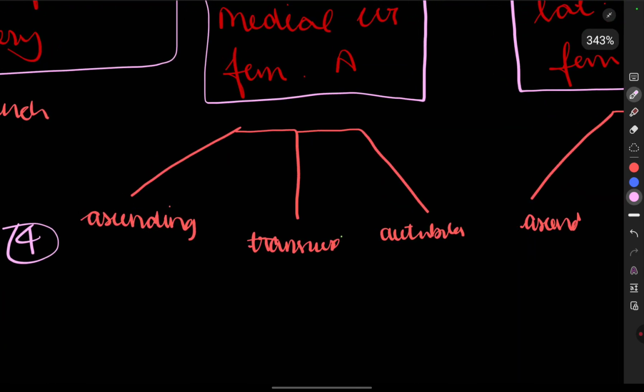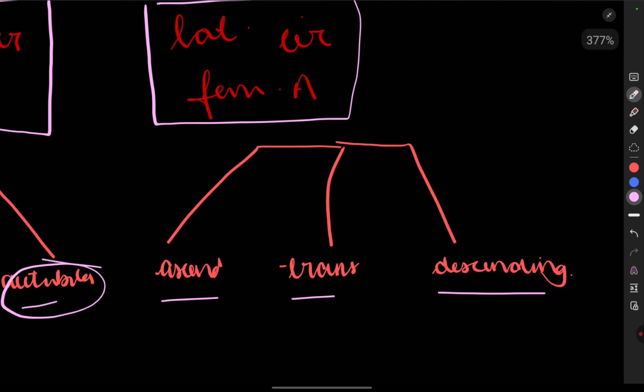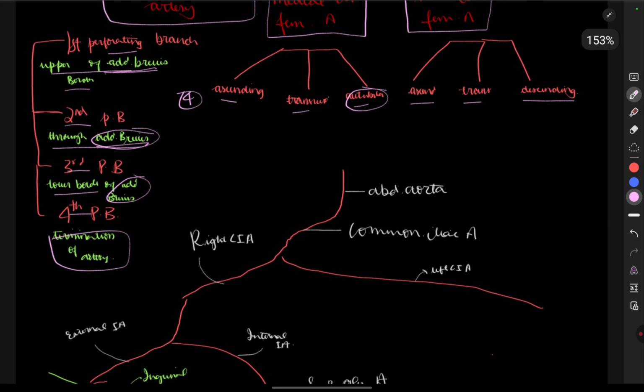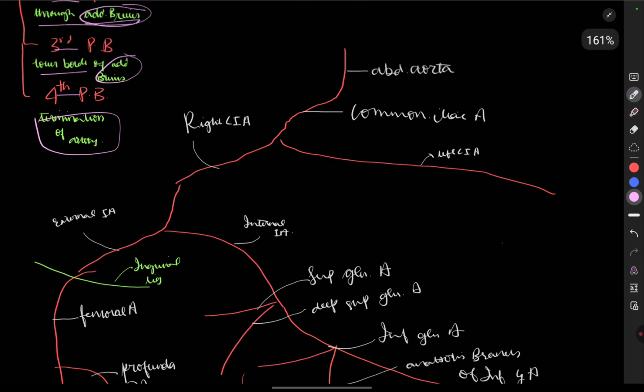Now the medial circumflex femoral artery gives off 3 branches: ascending, transverse, and acetabular, okay. And the lateral gives off 3 branches: ascending, transverse, and descending, okay. Remember this. Now we will see it in a diagrammatic way. We will see the trochanteric anastomosis as well as the cruciate anastomosis and the longitudinal anastomosis, okay.